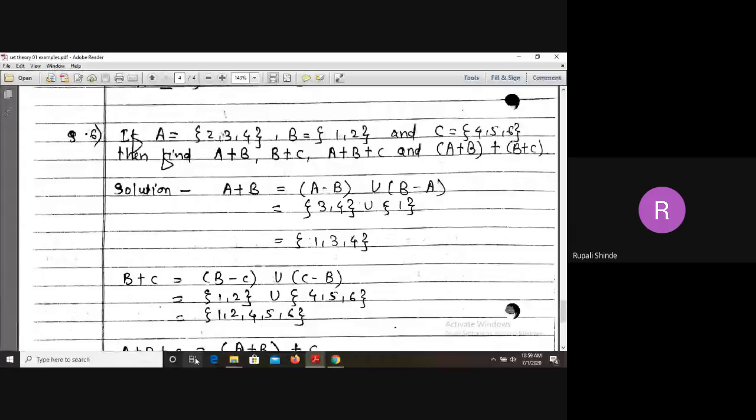B plus C is also the same. Just we have to consider set B and C here.